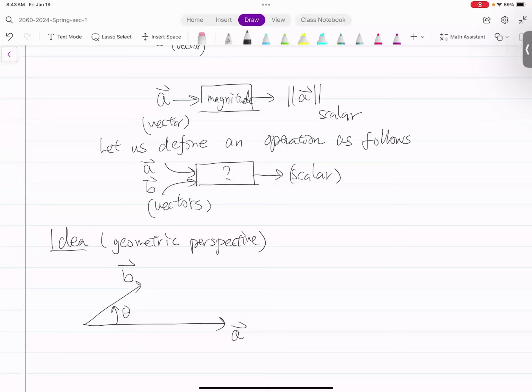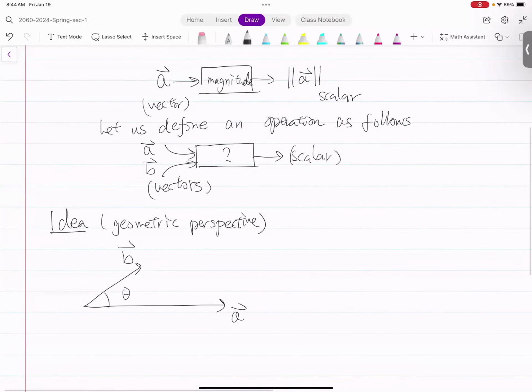So theta is the angle cut between the two vectors. If you think about two vectors in 3D, no matter how you position them, the angle between them is always less than 180 degrees. It's always between 0 and pi.